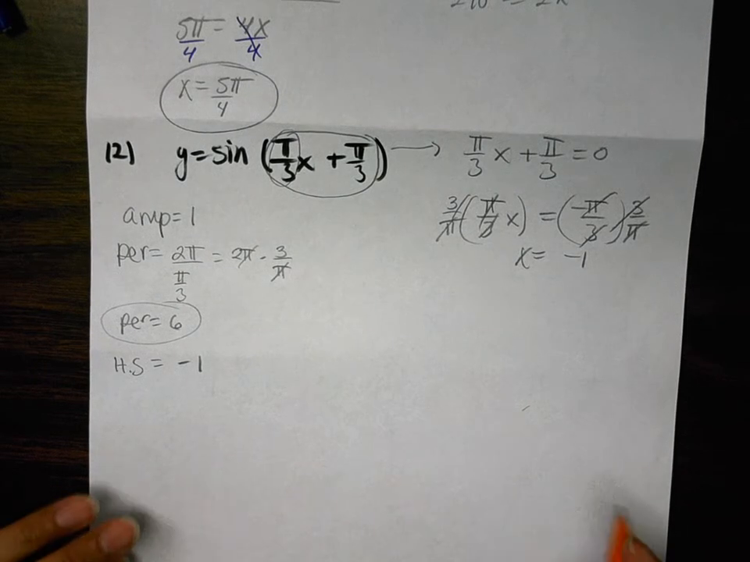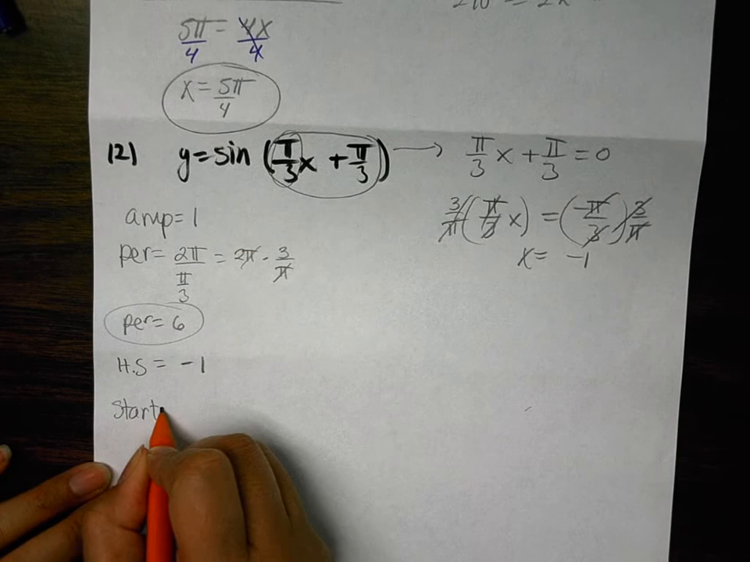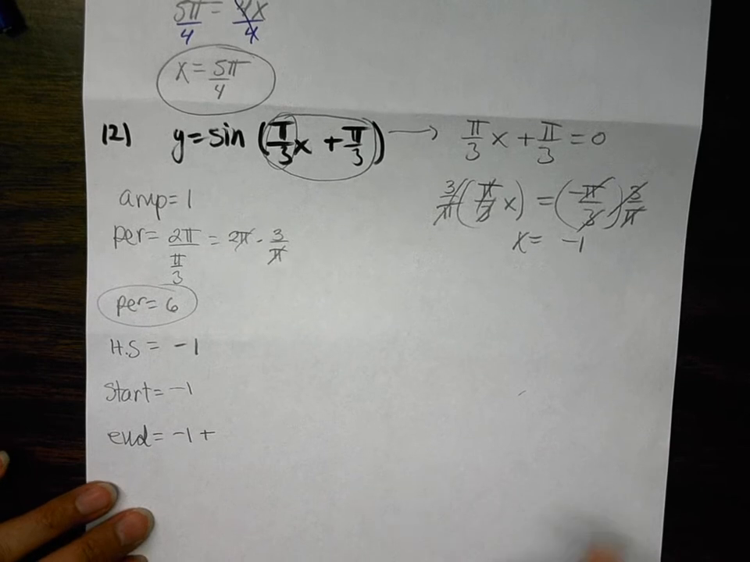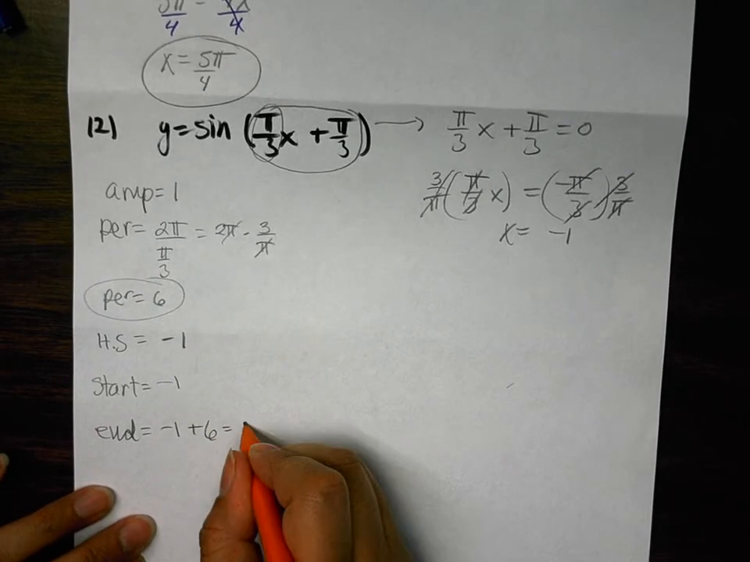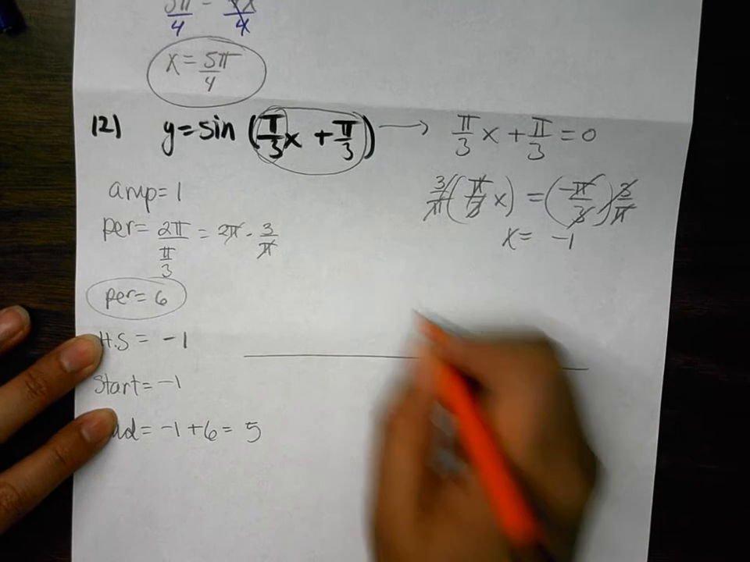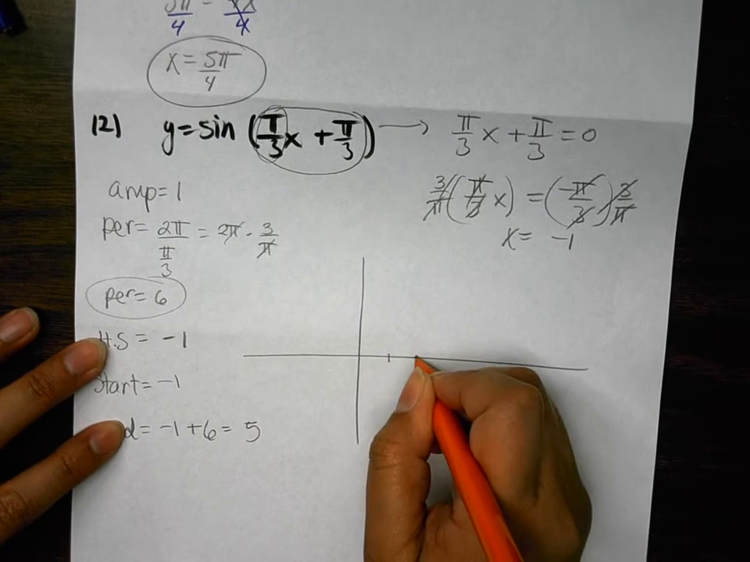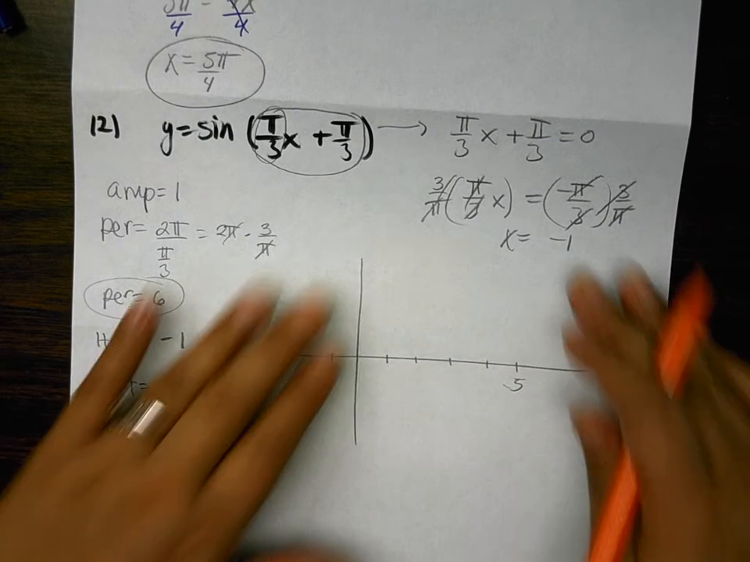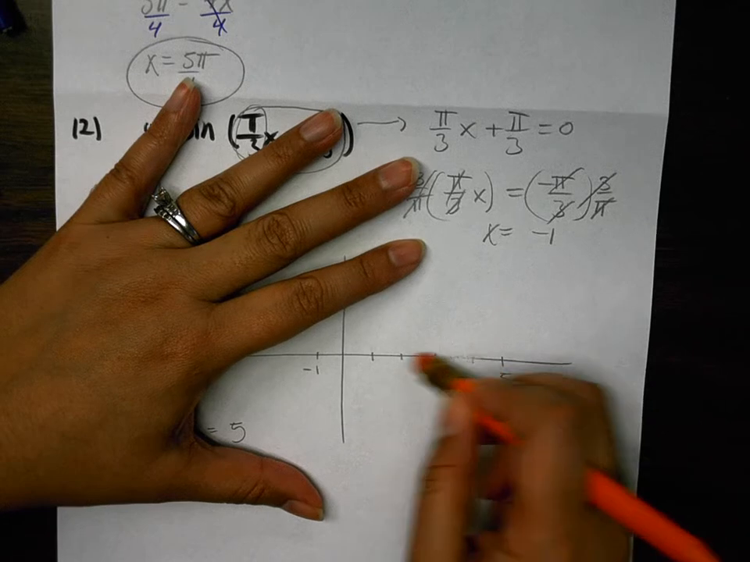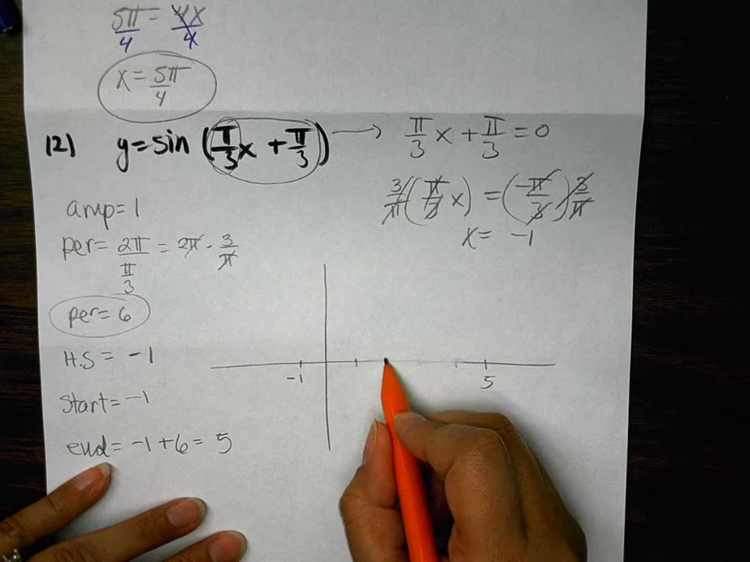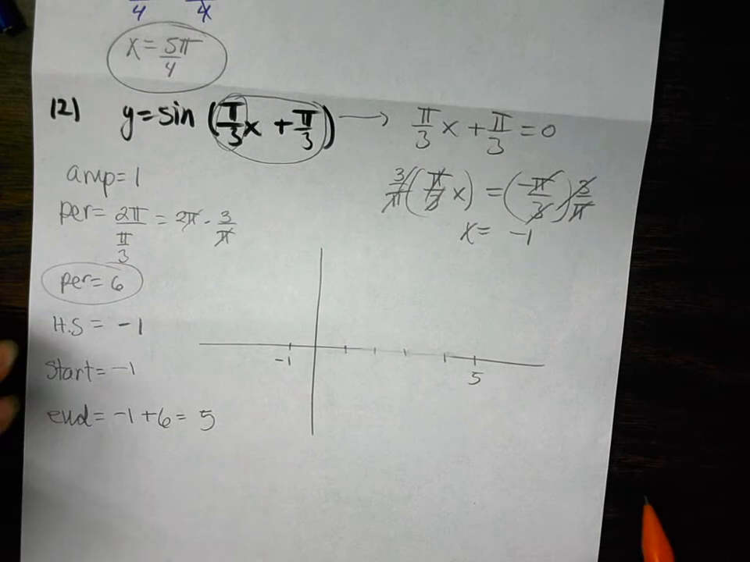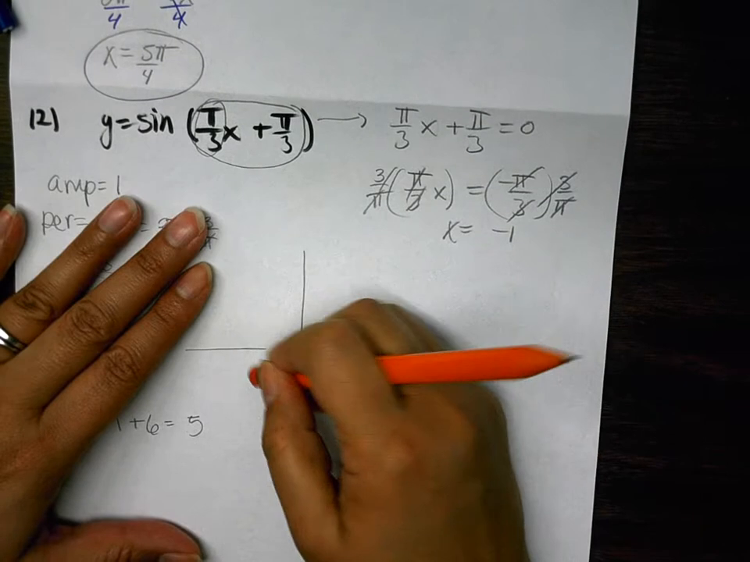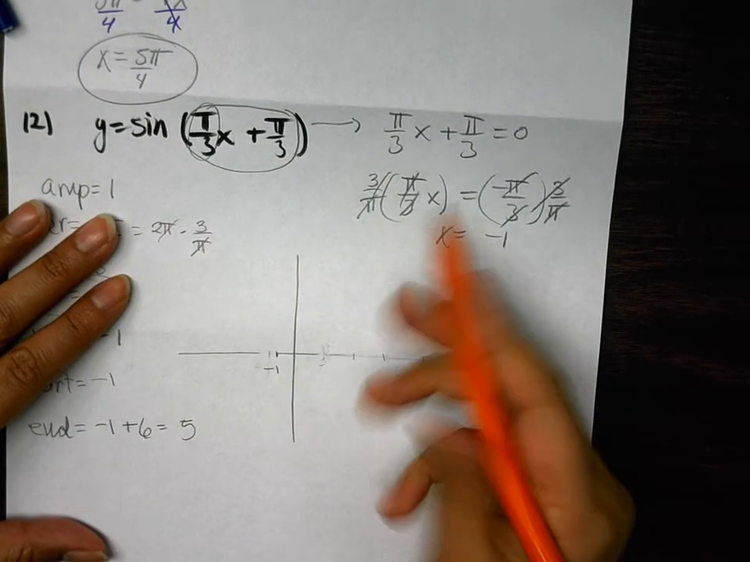Is there a vertical shift going up and down? No. What is my start? Negative 1. And how do I find my end? Start plus what? Period, which equals 5. All right. I'm going to put those in really light. 2, 3, 4. Because that's too many points anyway, and I'm not going to use them all. That was just to get my spacing out.